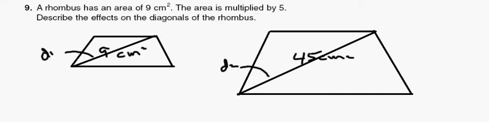Alright, for number 9, a rhombus has an area of 9 square centimeters. The area is multiplied by 5. Describe the effects on the diagonal of the rhombus. So if my multiplier for the area is 5, going from 2 dimension to 1 dimension, so here I'm going 9 times 5 gives me 45.